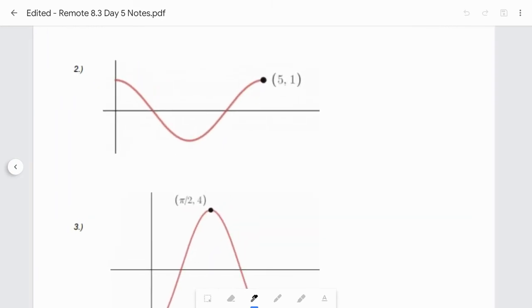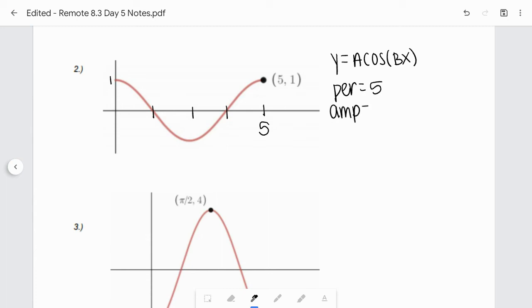Okay, example 2, we are given the point 5, 1. So I know right here is 5. And I also know that my amplitude is 1. So that tells me the period and the amplitude. I am starting at the maximum point. So this is going to be a cosine graph. So I'm going to have y equals a cosine of bx. Okay, and then we also identified that the period is equal to 5, and my amplitude is equal to 1.